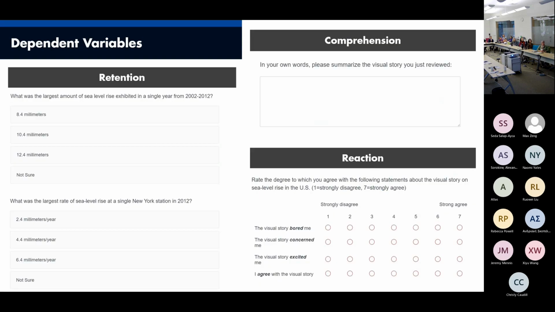After the participants reviewed their stories, we asked them questions about retention, comprehension, and reaction. The retention questions are the classic map reading tasks. And the comprehension questions are open-ended and more qualitative. Then we coded the participants' answers to see whether they mention any of the key parts of our narrative elements. And the reaction questions are in a Likert scale format, which is a great way to measure the audience's emotional response and core affect, like how they feel or how they like the story they just saw.